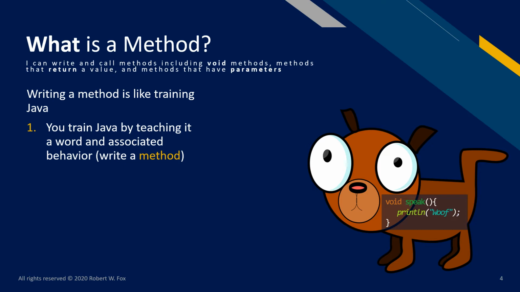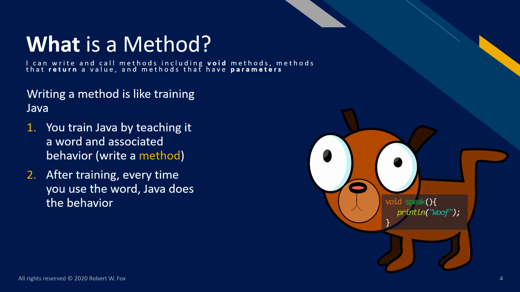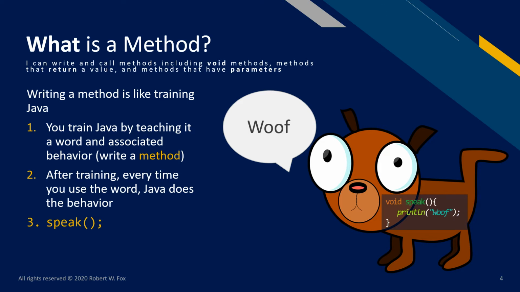And once Java's trained, once we've written this method, then every time we use the word speak, Java will do the behavior. So for example, if I type speak semicolon, Java will print line woof.